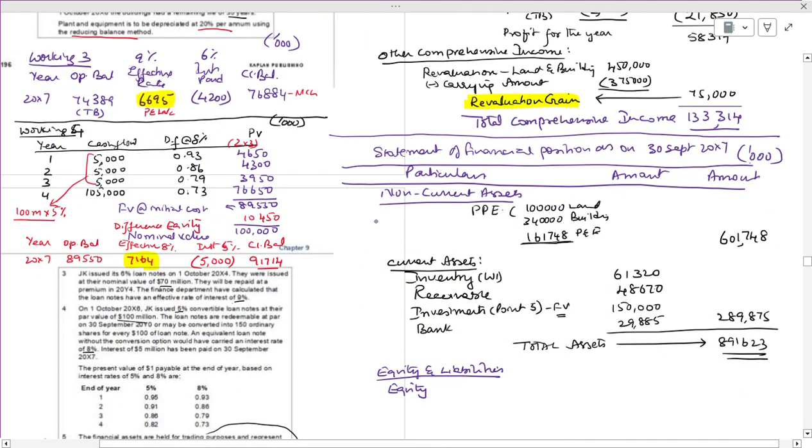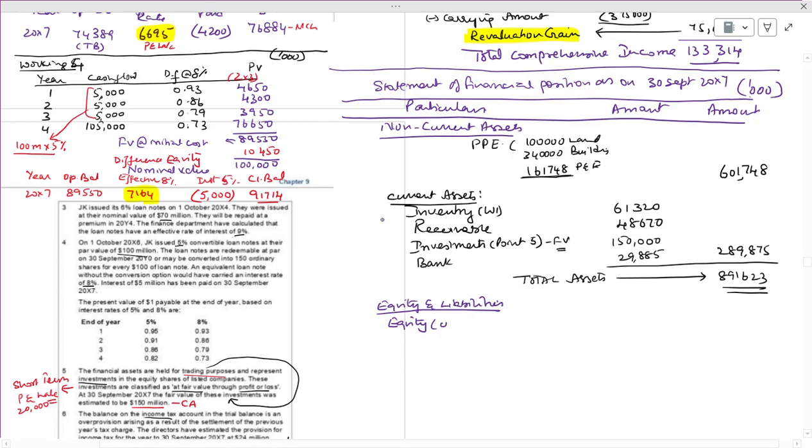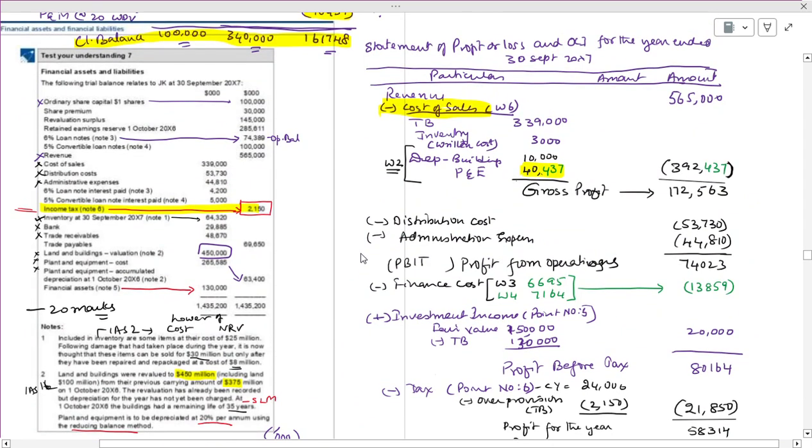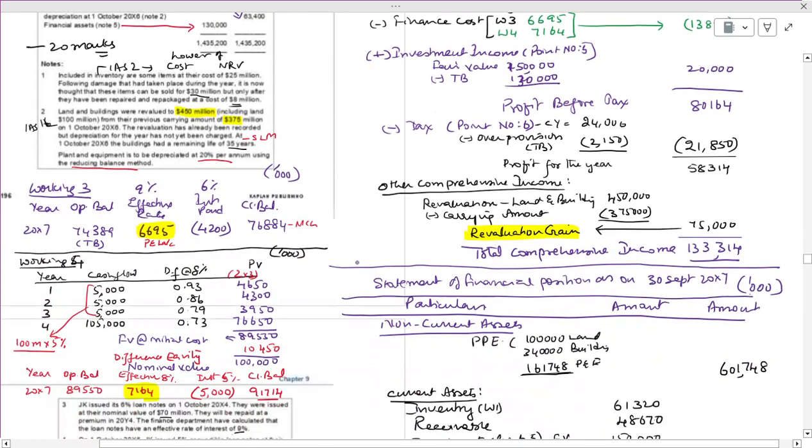100,000. Okay. Ordinary share capital, 100,000. Next, one by one, once it is done, you have to cross it. Okay, next, share premium, how much is there? 30,000.